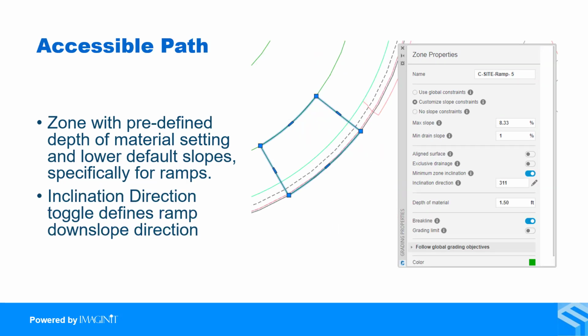Accessible paths, same thing. In this case, I will use it as a ramp. I have predefined in it the lower and upper limits for what I want for drainage and for ADA standards. And in this case, the inclination direction is set to allow the ramp to actually slope down toward the road, and it will solve for the elevation differences that I have between my road and, in this case, my sidewalk, so that as long as it can solve it within the slope tolerance that I have set, we'll create the solution.